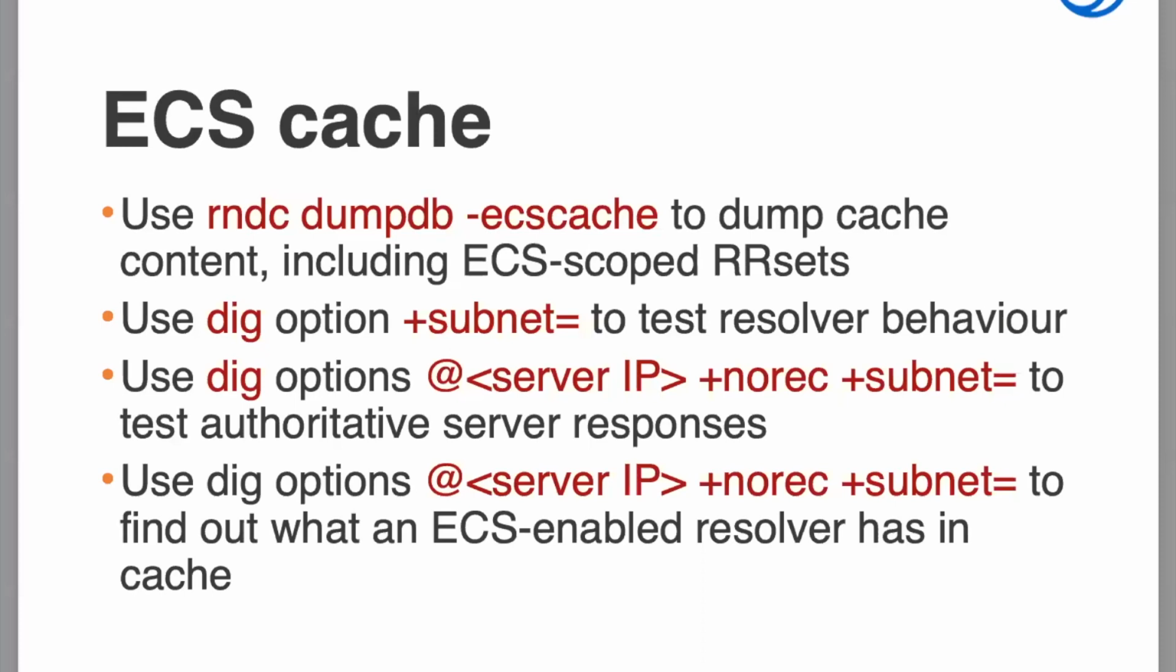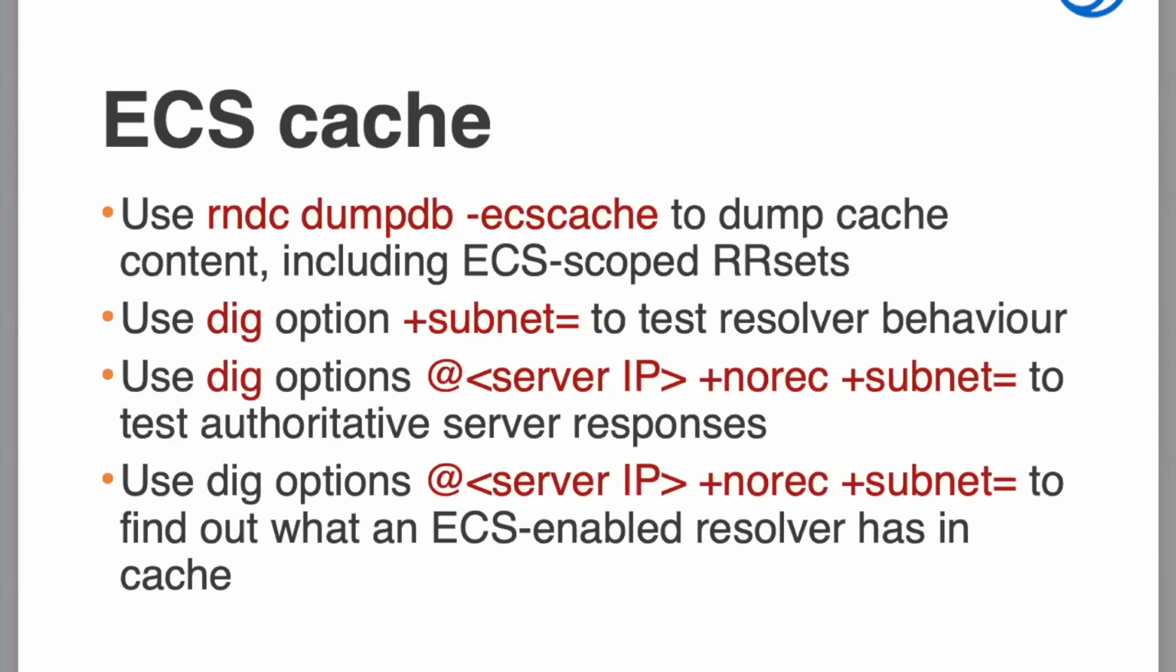So using that, if you wanted to test an authoritative server's responses, you would send your dig command to the authoritative server that you wanted to query. You would use +norec to turn off recursion desired, because you're querying an authoritative server and you're pretending to be a resolver. So you will turn off recursion, and then you would add the subnet, the scope that you want to query for. So that's your ECS options.